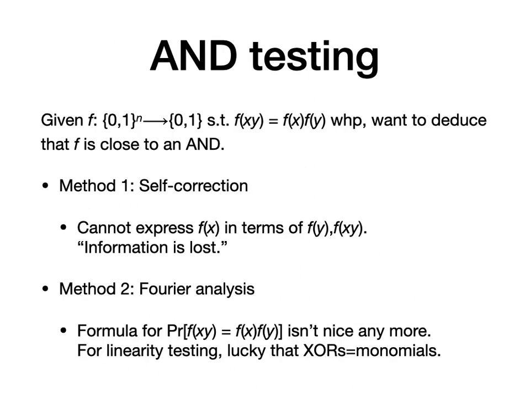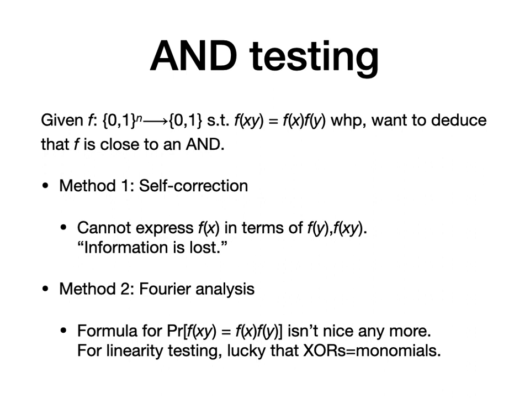Again, we have a function from {0,1}^n to {0,1}, and we know that for most x and y, with probability 99%, it holds that f of x times y is equal to f of x times f of y. And we want to deduce that f is close to an AND. One method you can try is self-correction. Recall that for XOR, we expressed f of x in terms of f of y and f of x XOR y. But unfortunately, whereas XOR is a group operation, AND is not, so we cannot do it. Somehow information is lost. So this doesn't work.